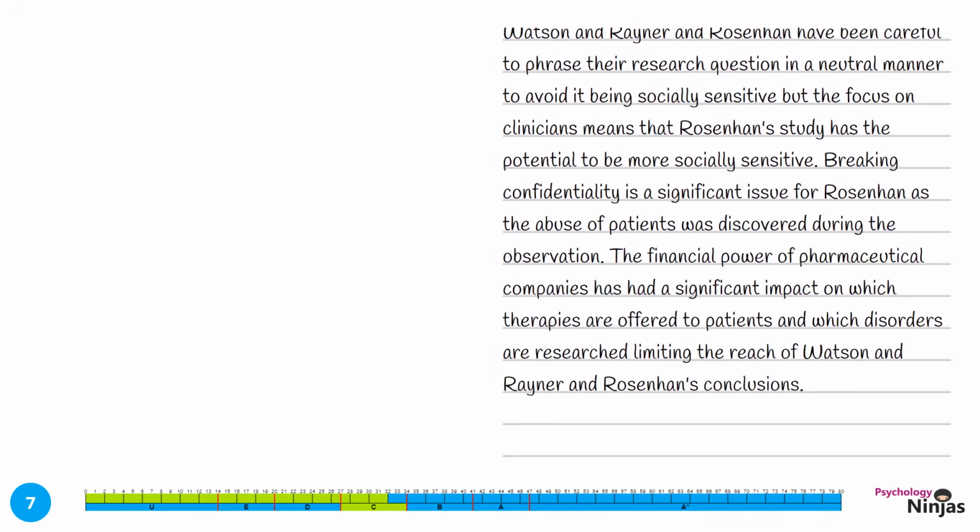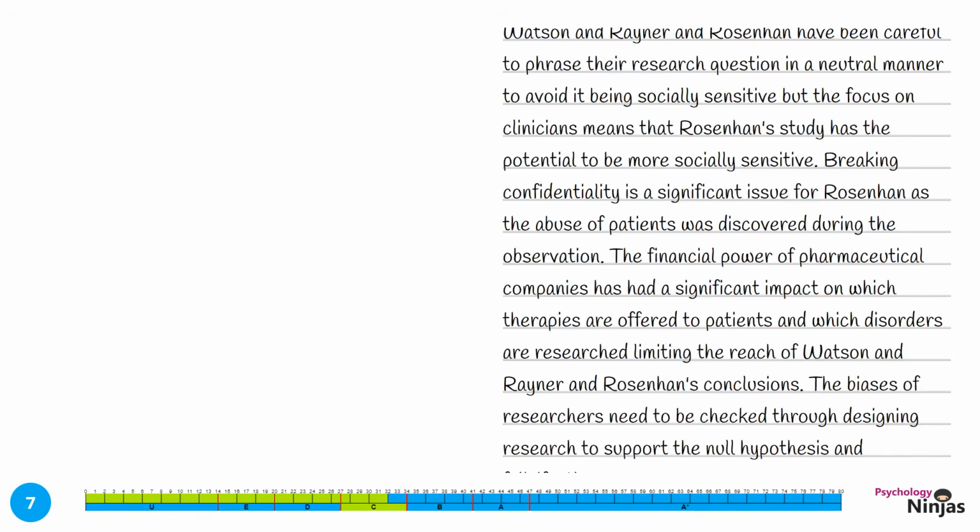The financial power of pharmaceutical companies has had a significant impact on which therapies are offered to patients and which disorders are researched, limiting the reach of Watson and Rayner and Rosenhan's conclusions. And finally, the biases of researchers need to be checked through designing research to support the null hypothesis and falsification.